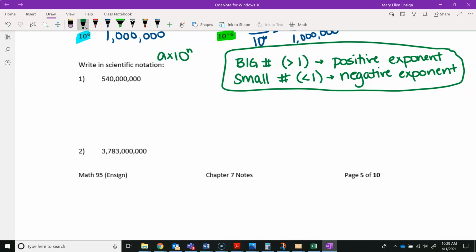So when I look at this, I know I want to have just one non-zero digit in front of my decimal point when I'm done. That's going to be the A part. So my decimal point starts out at the end if it's not written in. And I'm going to count over until I put my decimal point in such a way that there's only one non-zero number in front of it. So for example, if I moved my decimal point right here, I would still have all of this in front of the decimal. It's not a number between 1 and 10. So I want to keep moving it over.